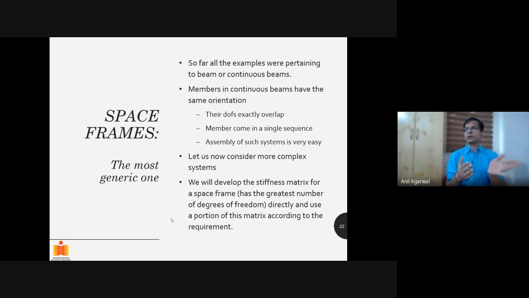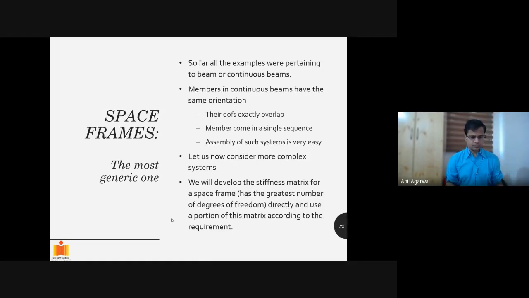So for example, for the plane beam that we were discussing so far, we had only 2 degrees of freedom at each joint, and we can expand it up to 6 degrees of freedom. All the important constituents of that space frame problem we have already discussed, and that's why I feel confident that we can move to space frame now. I'm sure that you will be able to follow. So what we will do is develop the stiffness matrix of a space frame first. I have a space frame member. What would be the size of the stiffness matrix of a space frame member?